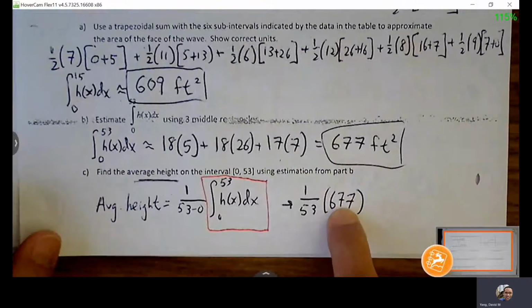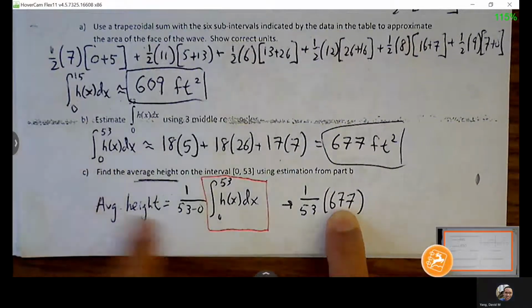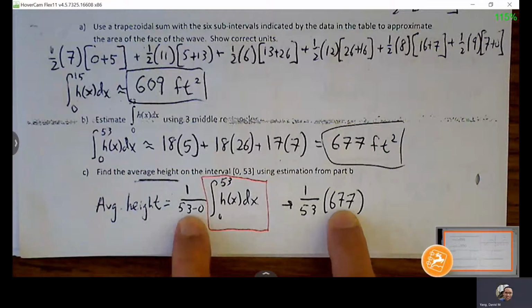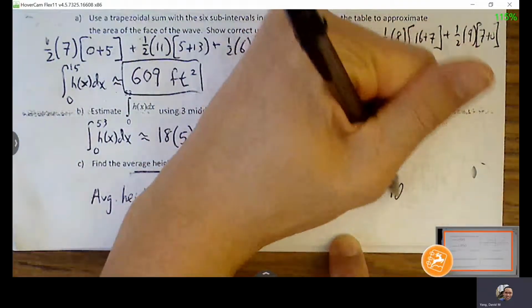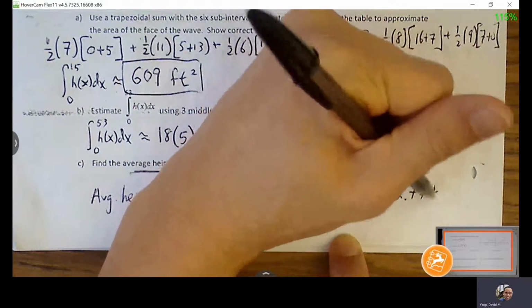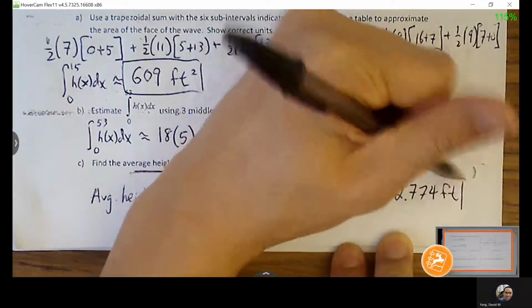Now this is square feet, and we're dividing by feet, so we're back to feet. So square feet divided by feet will be feet. So the average height will just be 12.774 feet.